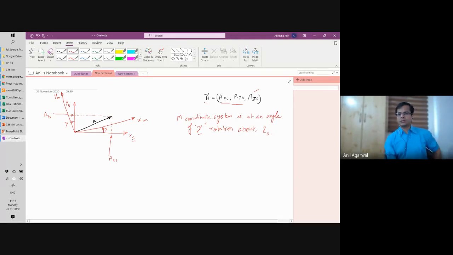Now in the new coordinate system, the same vector A can be written as AXM, AYM, AZS or AZM. You can use either because Z is not changing. Z is still in the same location. So you can call it ZS, ZM, doesn't matter. The same value. This value would not change. But these two values would change. And how would I know those values?